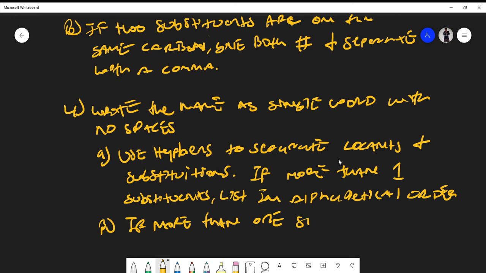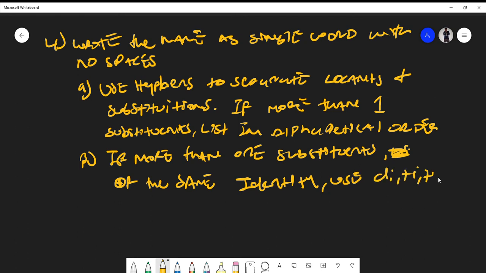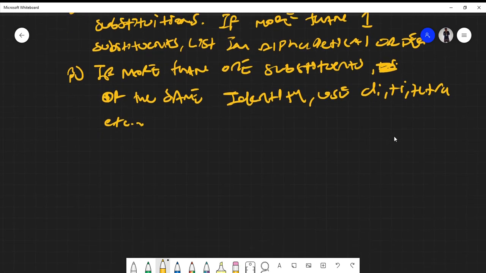So if there's more than one substituent of the same identity, it's important that we say of the same identity, then we're going to use di, tri, tetra, etc. Right? So if we have more than one substitution of the same identity, we use di, tri, tetra, etc.